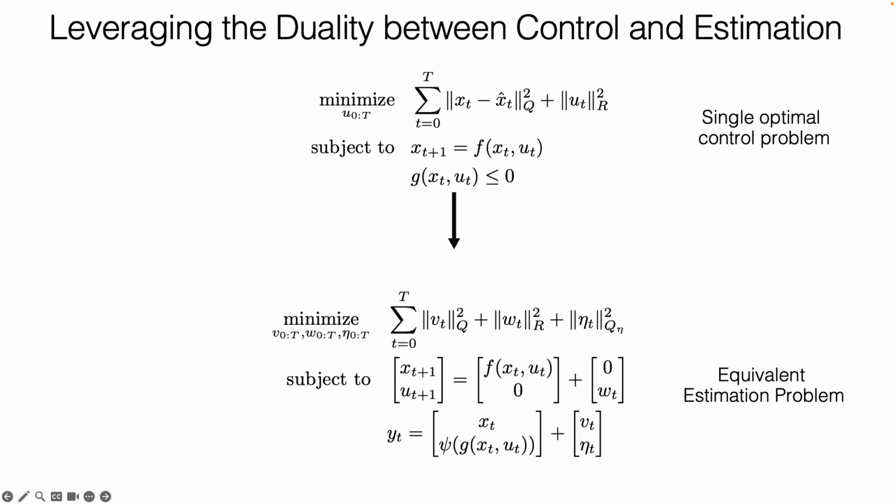In this estimation problem, we introduce three extra variables, v, omega, and eta. Here v stands for deviation from reference trajectory, omega stands for control, and eta stands for constraint violation. Now we can solve this equivalent estimation problem via particle filtering.